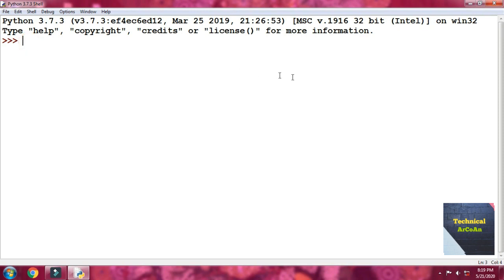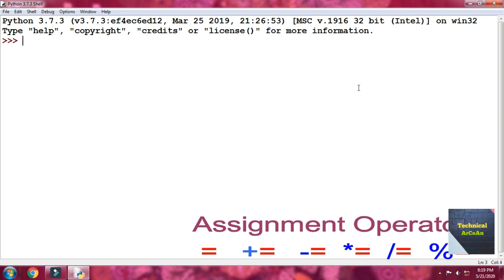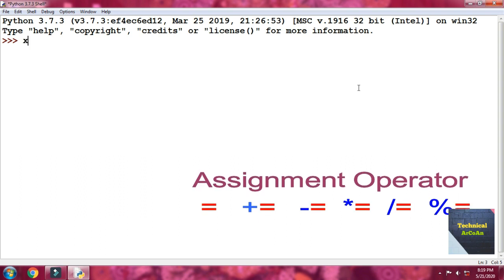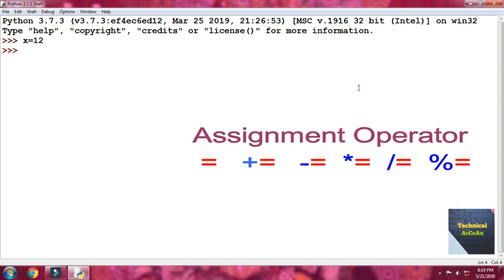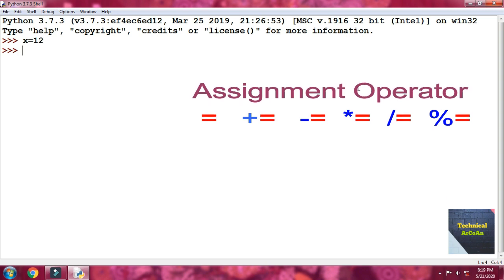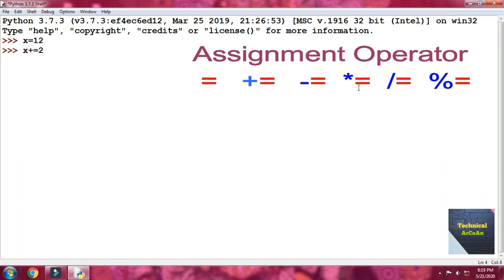Now the second operator is the assignment operator. They are equal, plus equal, minus equal, asterisk equal, divide equal and percent equal. So go for an example. Suppose write x equal 12. This is the assignment operator. Equal means 12 is stored within the variable x. Now if I write x plus equal 2 and then write x, we will get 14, which means 12 plus 2 is 14.